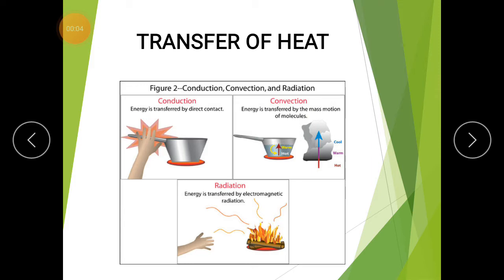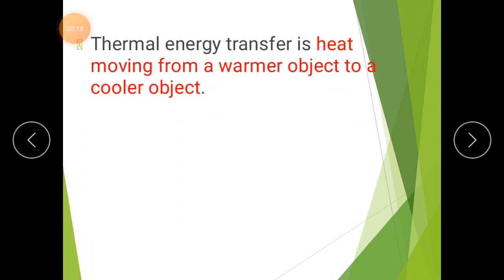This is your science session 4. Our topic is transfer of heat, and the subtopic we have discussed is conduction. Today we are going to start the subtopic convection. Let's recall the previous points which we have discussed in conduction.